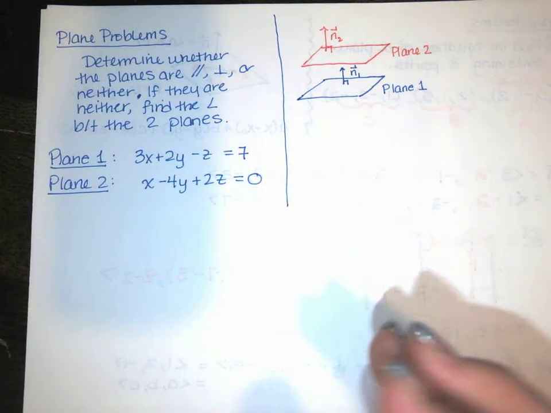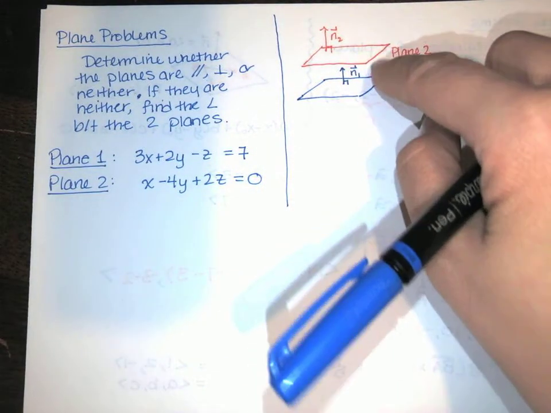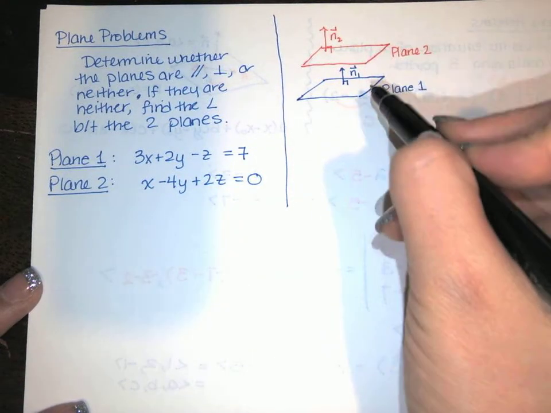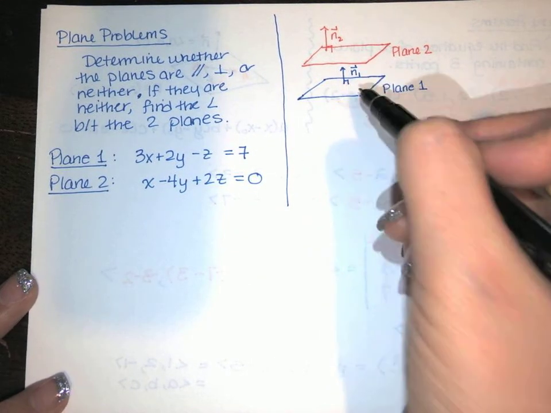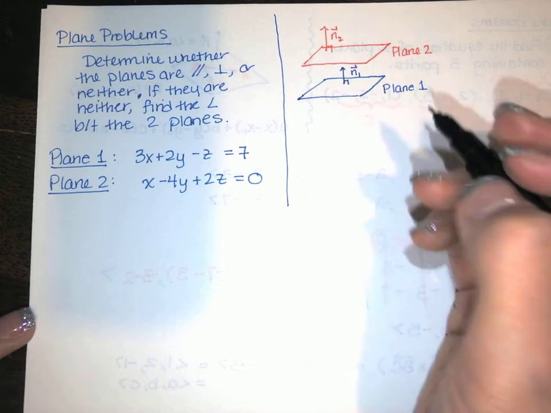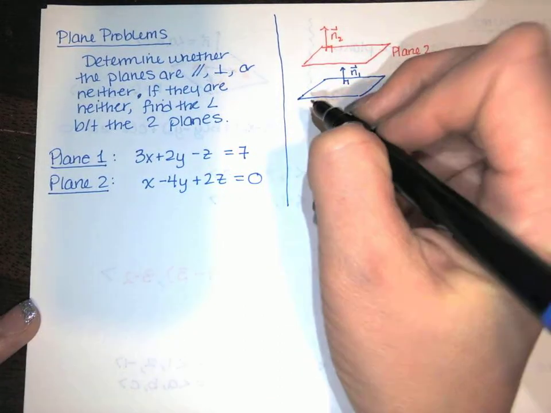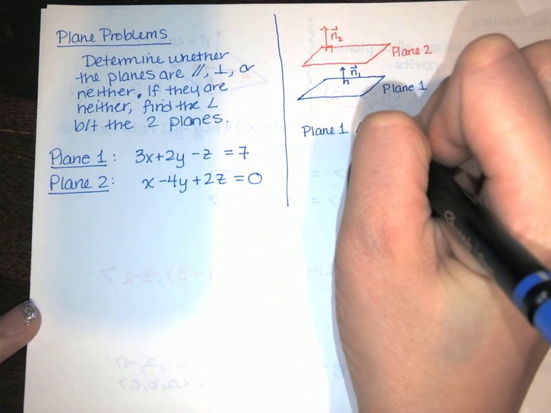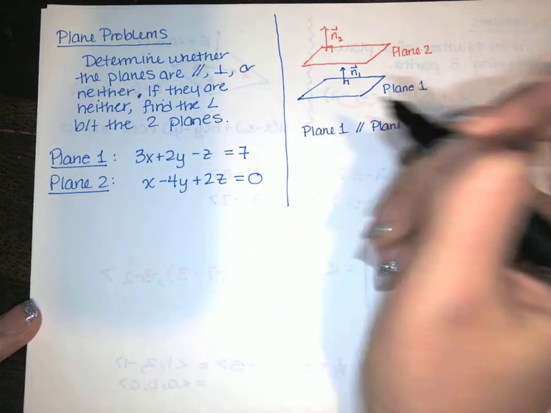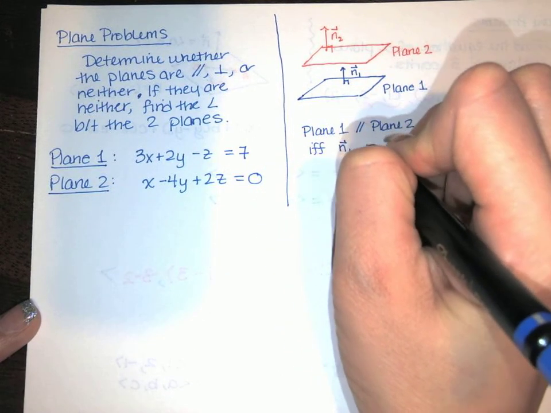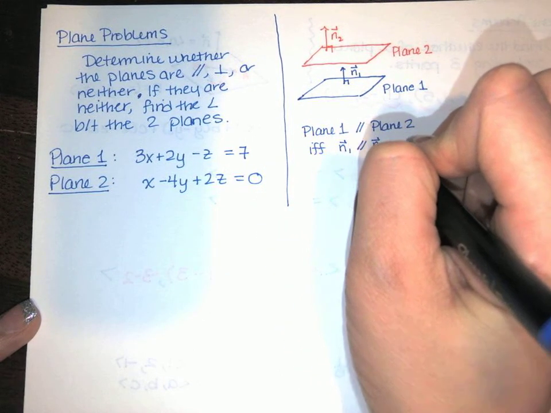This is provided, of course, that they're parallel, and then they're also not the same plane. We're thinking of two different planes. If we've got two different planes that are parallel to each other, their normal vectors are going to be the same. So plane 1 is going to be parallel to plane 2 if and only if the normal vectors are parallel to each other.